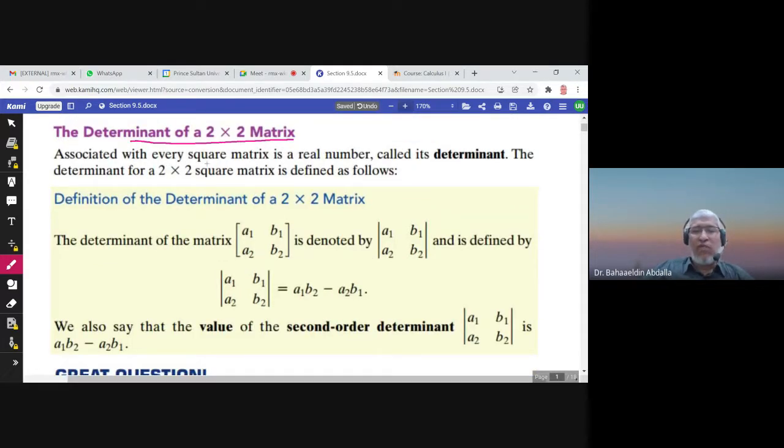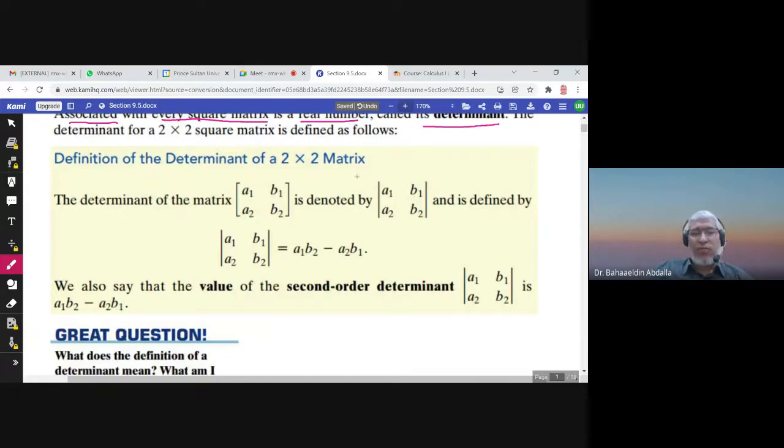Now, with every square matrix, we associate a real number. And this real number is called the determinant of the matrix. So for this 2 by 2 matrix, A1, B1, A2, B2, the determinant is denoted by this symbol. We write it like this. And we define it to be A1 times B2 minus A2 times B1.